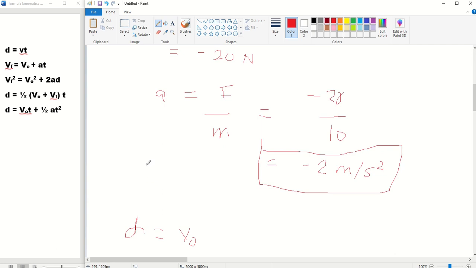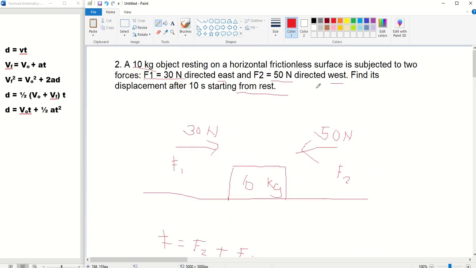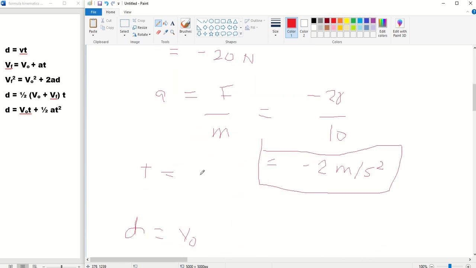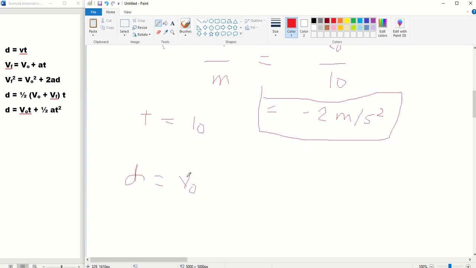And then, lagay na natin yung time dito. Since dito sa problem, sinabi time is 10 seconds starting from rest. So, 10. So, initial velocity times time, plus 1/2 times acceleration times time raised to 2. So, ngayon, initial velocity natin is 0 times time, times 10 siya nun. So, plus 1/2 yung acceleration natin. Ang acceleration natin, negative 2. And then, yung time natin is 10, 10 raised to 2. Ayan.